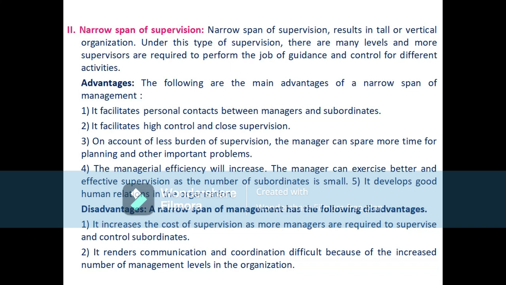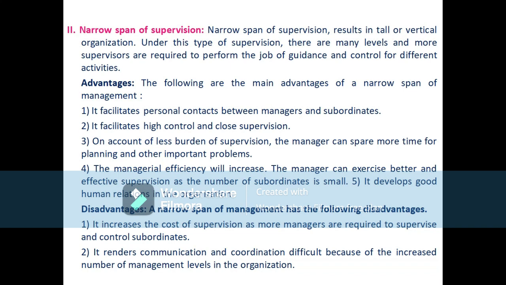Coming to the second one, it facilitates high control and close supervision. Why? Because more levels of management can be seen here. More levels means we will see more managers also. If there are more managers, a manager may get a minimum number of subordinates to control and supervise. Therefore, we will see high control and close supervision, because if a manager has 2 to 3 members to supervise, there will be high control and close supervision, rather than controlling 30 or 50 members.